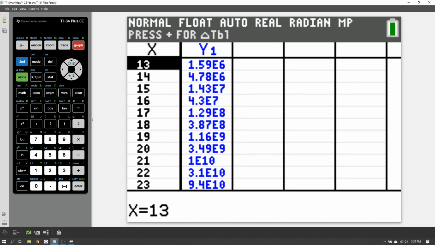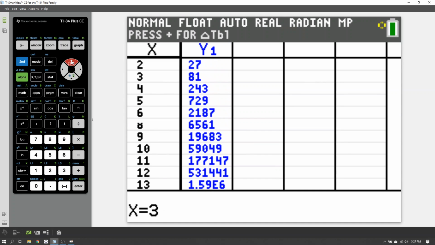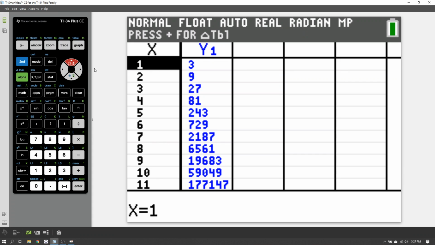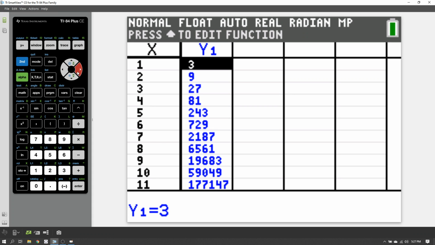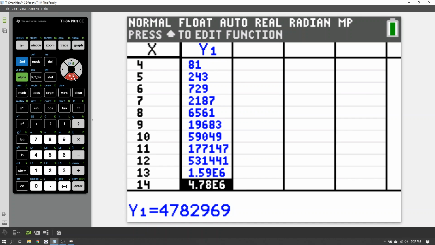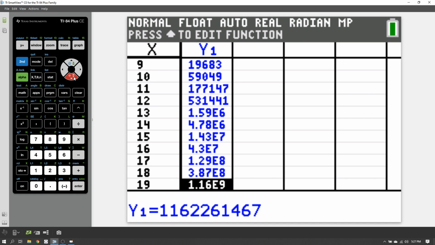And let's look at the table again. I'm going to go back to start it at 1. Okay, so over here, we're looking at the value of these numbers. And what do they appear to be doing? Well, they appear to be getting bigger. And they keep just getting bigger and bigger and bigger.